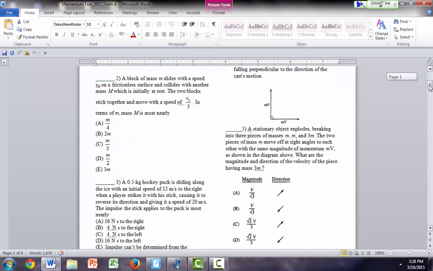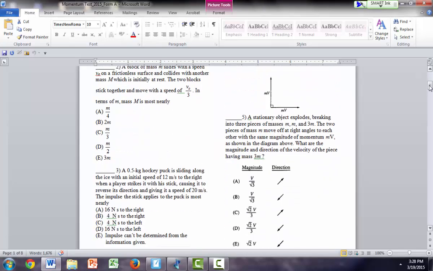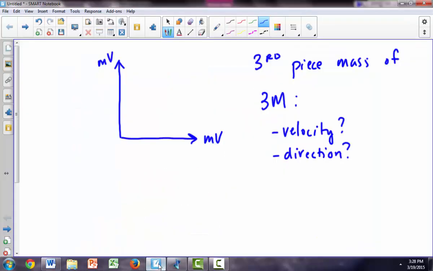So I'm going to start with number 5 here. It mentions a stationary object. So it starts out with no momentum, explodes, breaking into 3 pieces that have these masses. 2 of the pieces of mass m move off as shown here at right angles to each other with the same magnitude of momentum but in different directions as shown. And they ask what's the magnitude and direction of the velocity of the 3rd piece that has a mass of 3m. So you've got to find the velocity and direction of the 3rd piece.